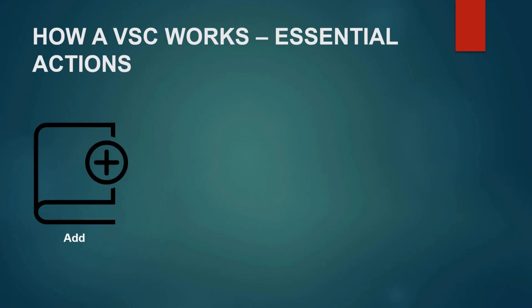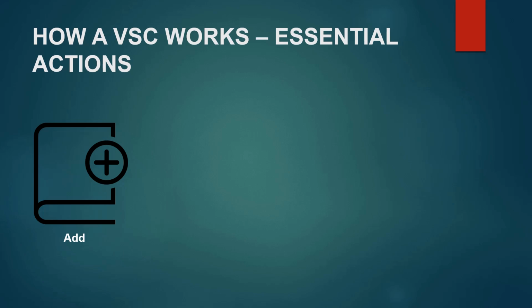So this is what I want to do next, is to look at how version control systems actually work. Okay, we saw what they are, and we saw why they are very useful, but how do they actually work? We are going to do that by starting from some essential actions that version control systems perform. The first one is the addition of files.